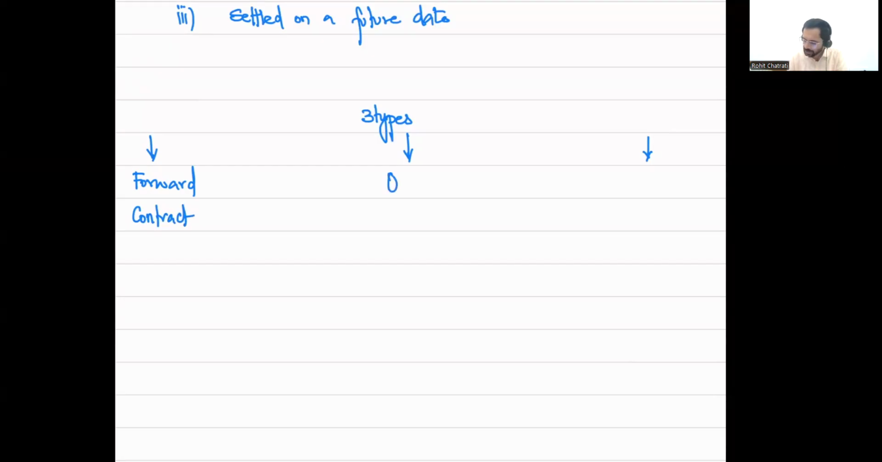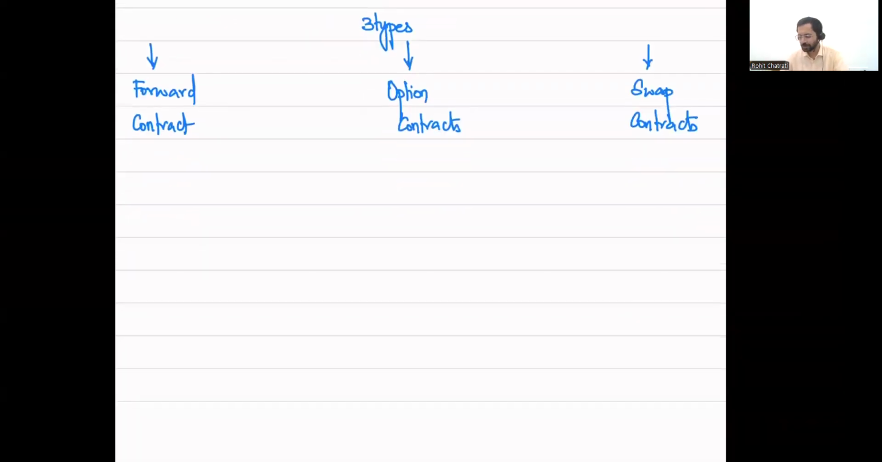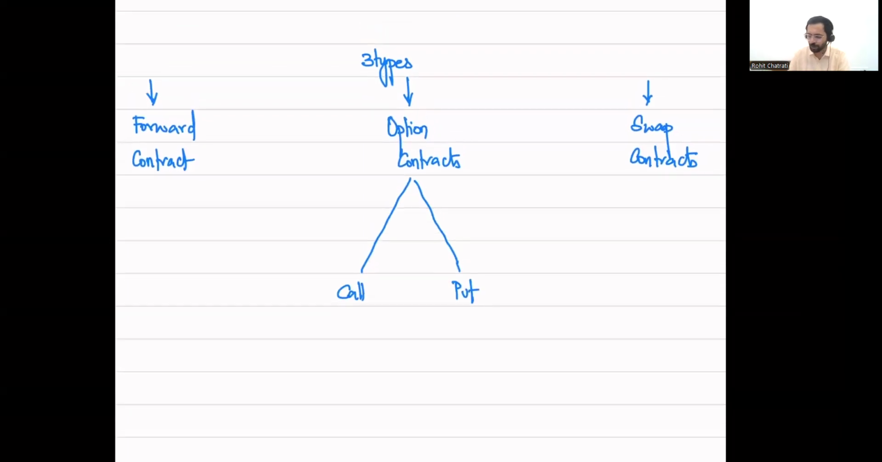The second one is option contracts. And the third one is swap contracts. These are the three most common types of derivatives that we are going to see: forward, option, and swap. Now, within option also, we may have two types of option contracts. We may have a call option, or we may have a put option.